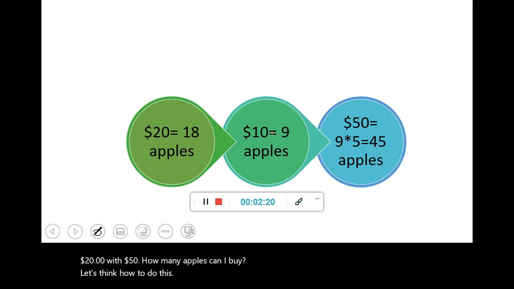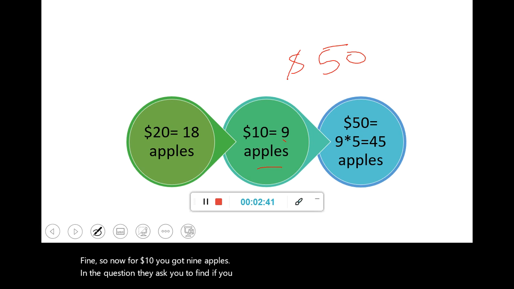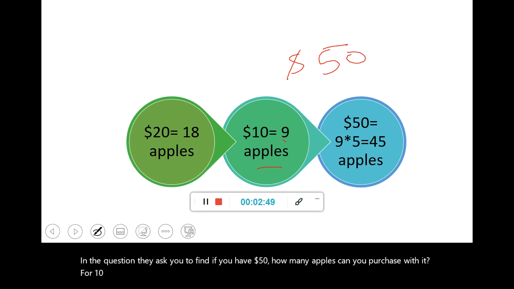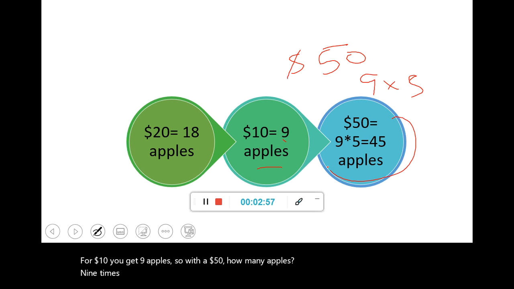See, if you have $20, you can buy 18 apples. So if you have only $10, how many apples can you buy? We can get 9 apples. Fine. So now for $10, you got 9 apples. In the question, they asked you to find, if you have $50, how many apples can you purchase with it? For $10, you get 9 apples. So with $50, how many apples? 9 times 5, which is 45.